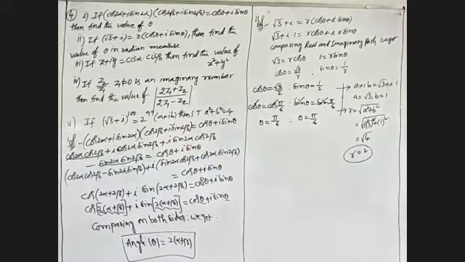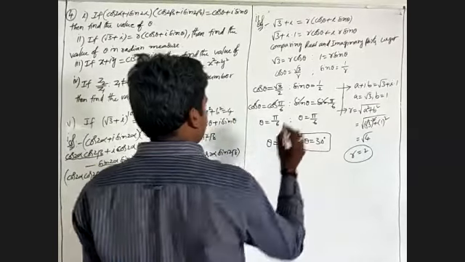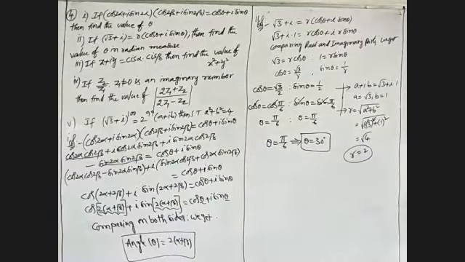What we have to find in this one? Find the value of θ in radian measure. θ is nothing but π by 6, and that implies θ is equal to 30 degrees. Two problems are completed.